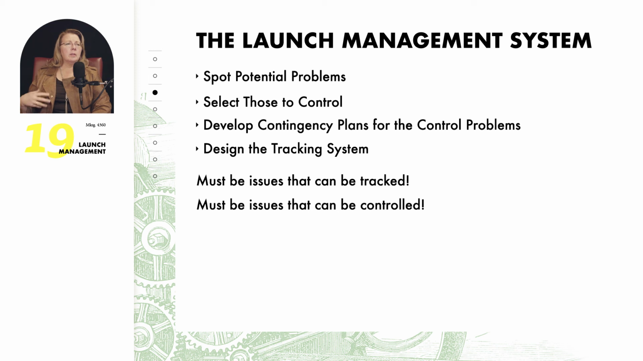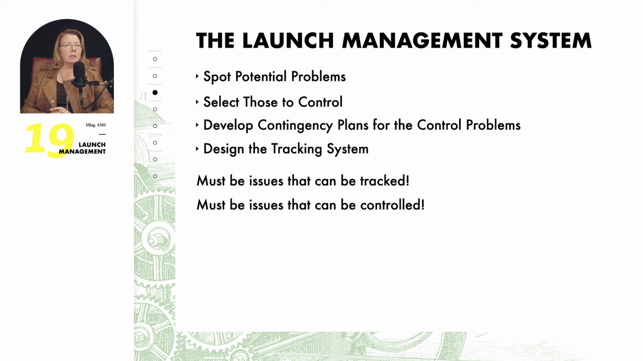And then the third step in the process is, if you can see that you've got a problem with your launch, if one of the control items that you are choosing to track has shown itself to actually be an issue, then you need to have some kind of a contingency plan in place so that you know what to do if a problem comes up. And then finally, you need to have some kind of a tracking system that allows you to track what you were expecting to happen versus what is happening.